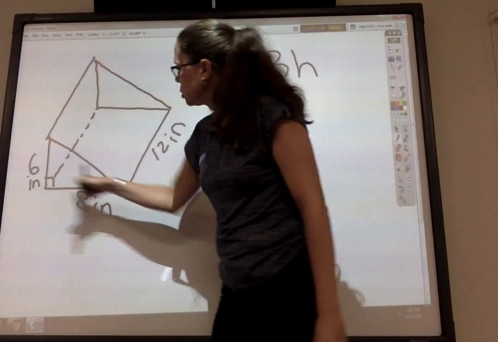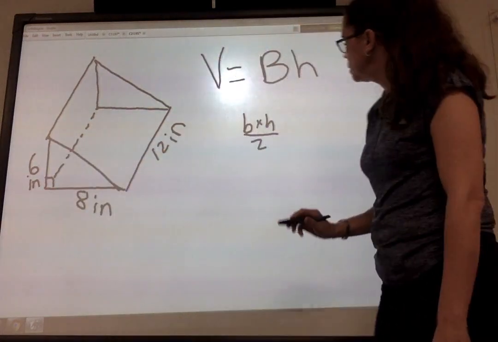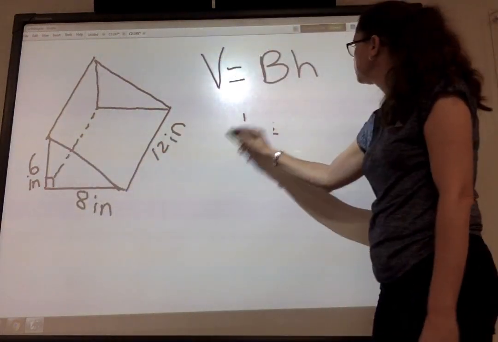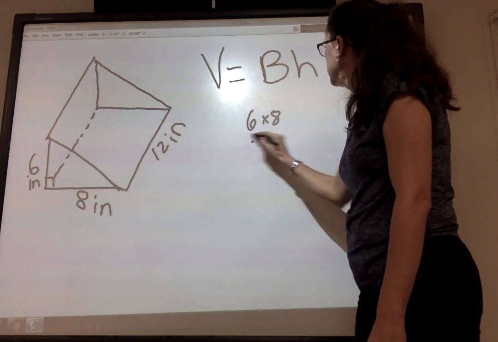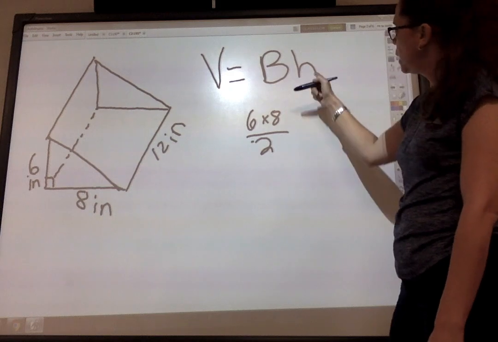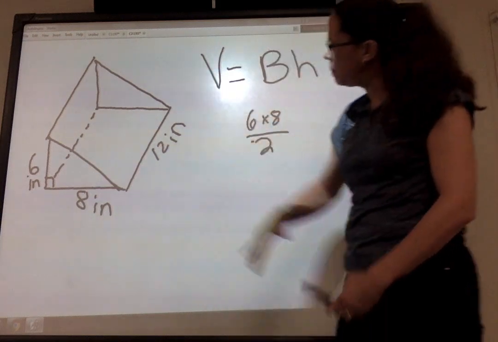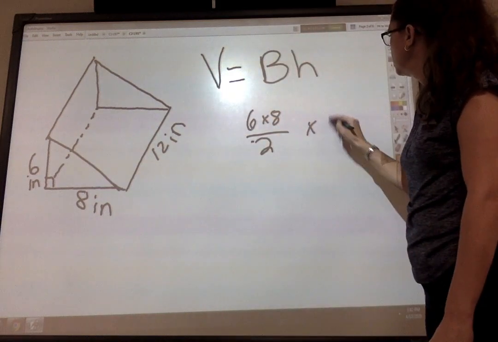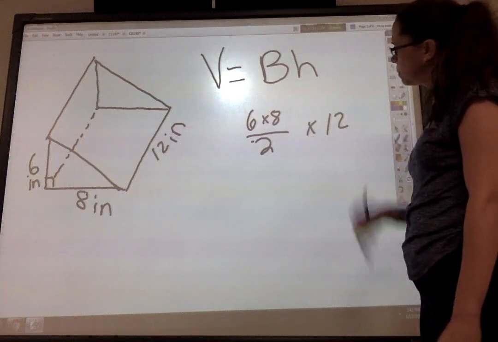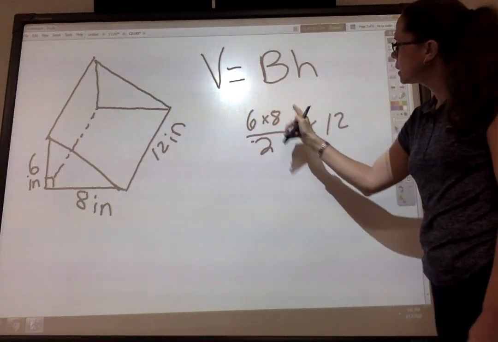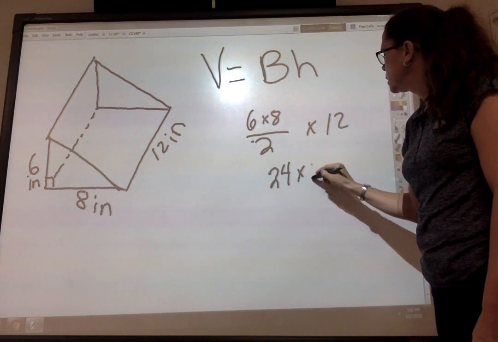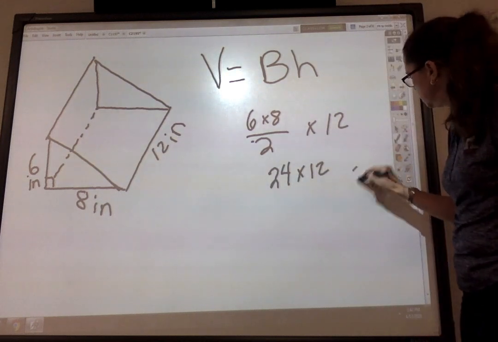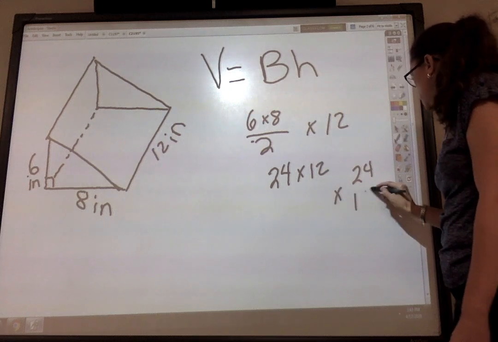So my base is a triangle that measures 6 by 8. So for capital B, 6 times 8 divided by 2. The height of my figure goes all the way back, 12 inches. And now I'm going to multiply whatever this ends up being times 12. 6 times 8 is 48, divided by 2 is 24. 24 times 12.